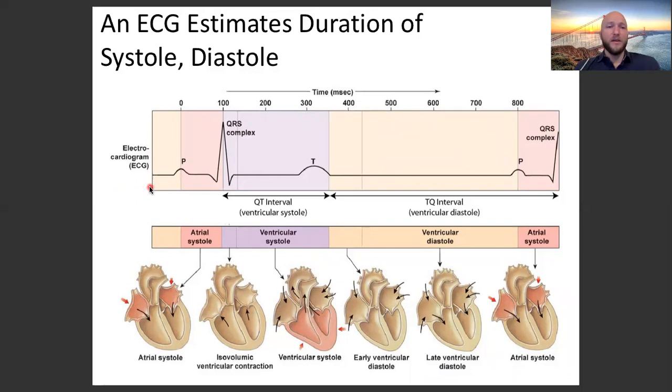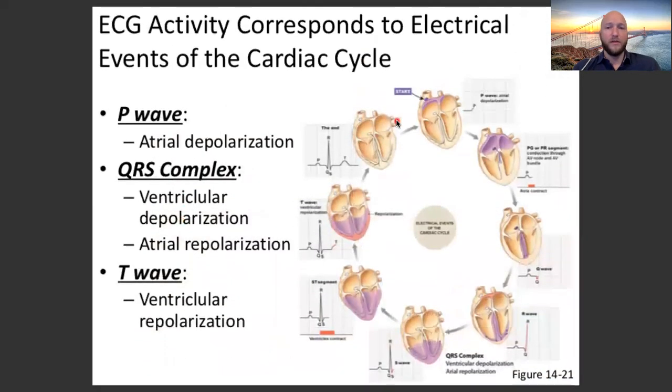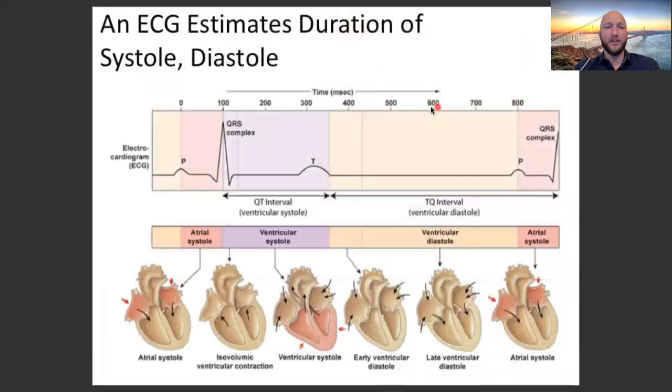So when the P wave occurs, we start to get contraction, or depolarization, in the atria. It's contracting until the QRS complex. At the QRS complex, the atria relax, so that's atrial systole. Atria start to contract at the P wave, and relax at the QRS. Atrial systole is this segment right here.